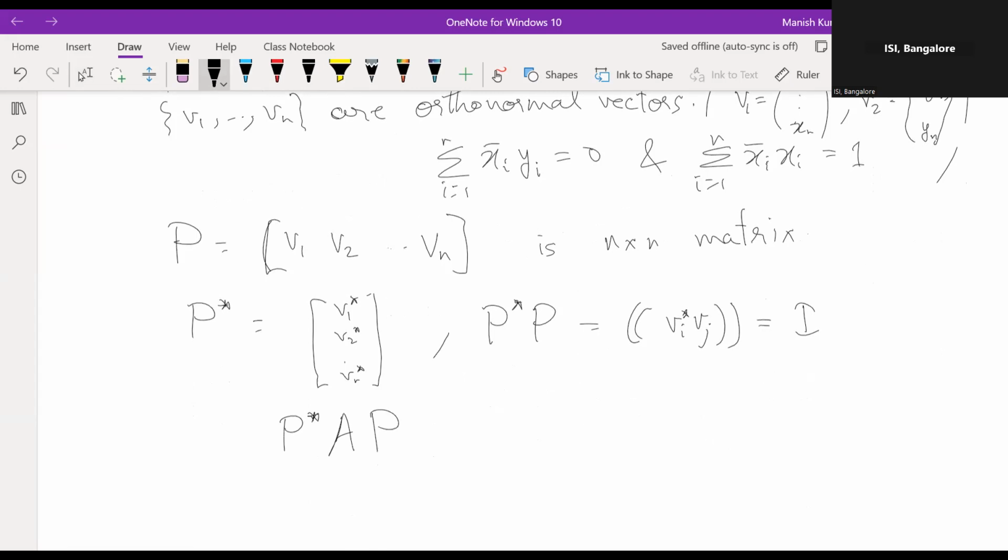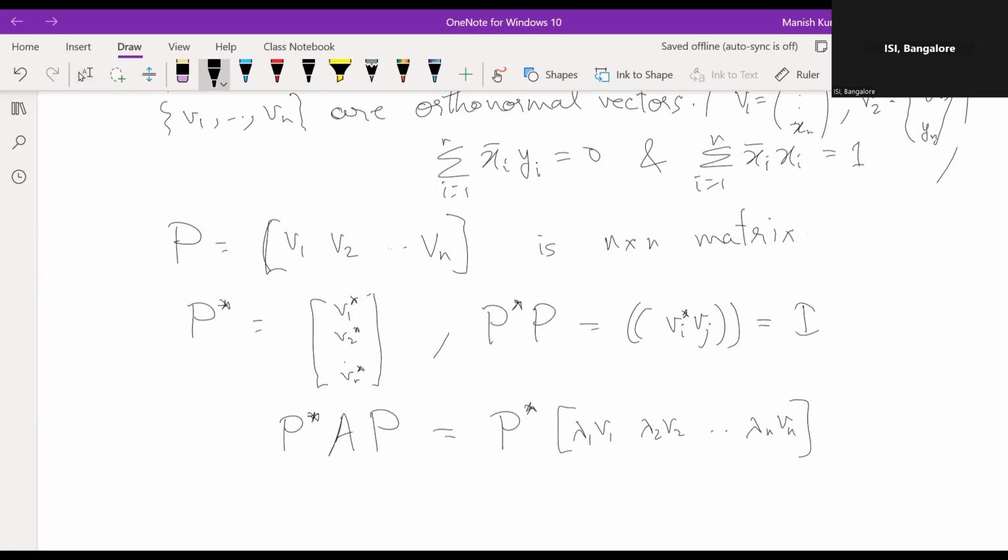So P star AP. Basically A times P: since these are eigenvectors with eigenvalues, let's say lambda1 to lambda n, A times V1 is lambda1 times V1, A times V2 is lambda2 times V2, and so on, lambda n times Vn.